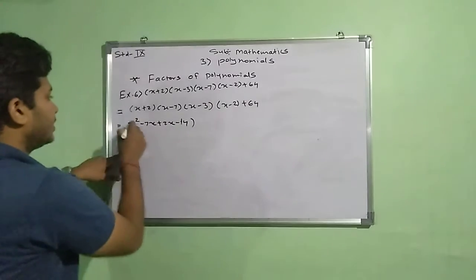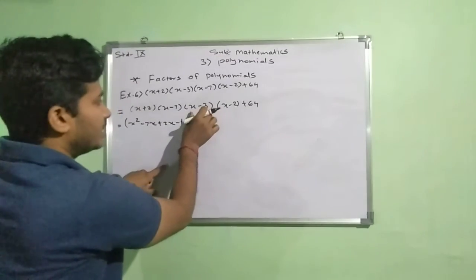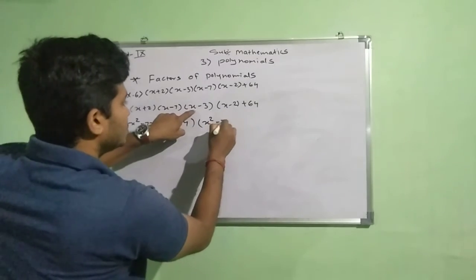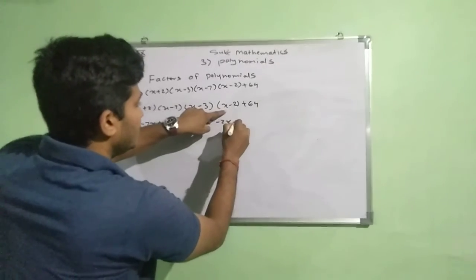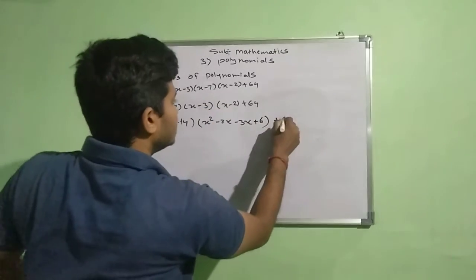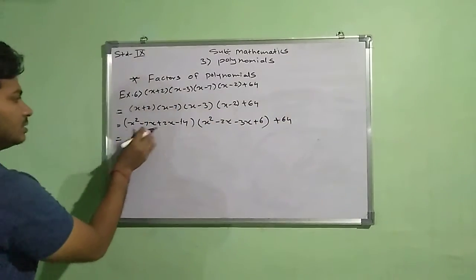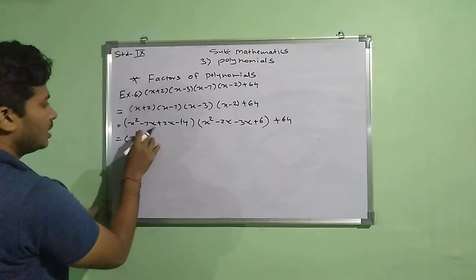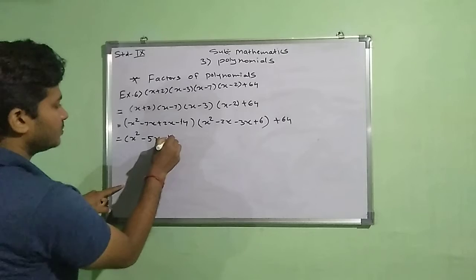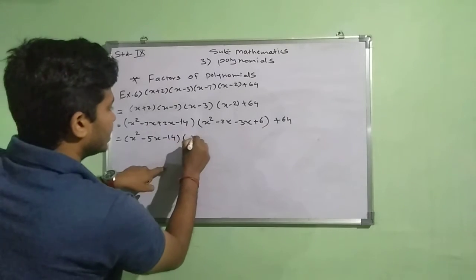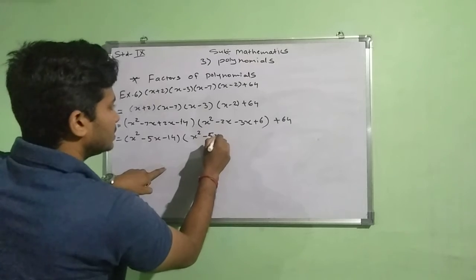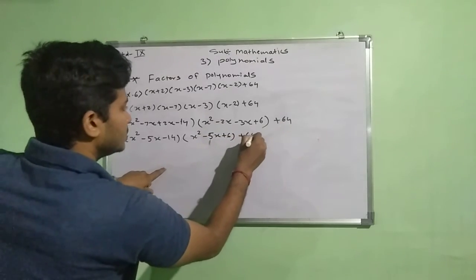So this is our first bracket. Now we will do the multiplication of the third bracket and fourth bracket. So x into x, again x square, x into minus 2 will be minus 2x, minus 3 into x will be minus 3x, and minus 3 into minus 2 will be plus 6, plus 64. Okay, now we will do some simplification. So x square minus 7x plus 2x will be minus 5x minus 14. Now x square, minus 2 minus 3 will be minus 5x plus 6 plus 64.